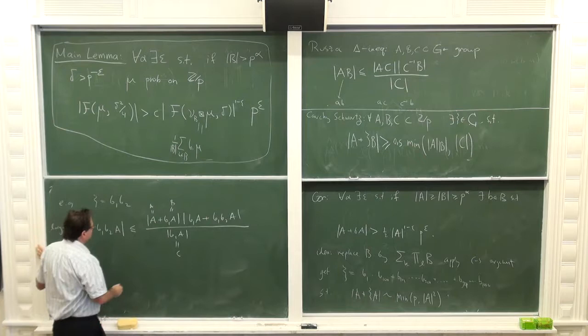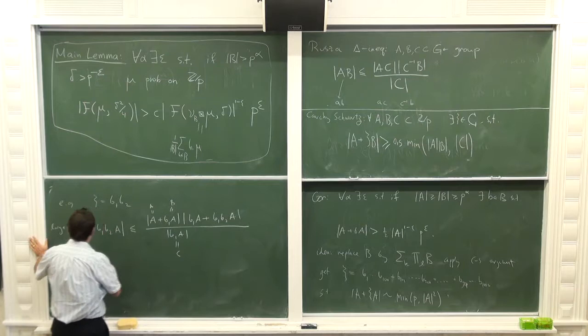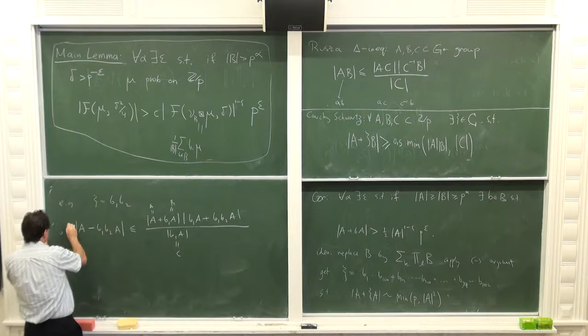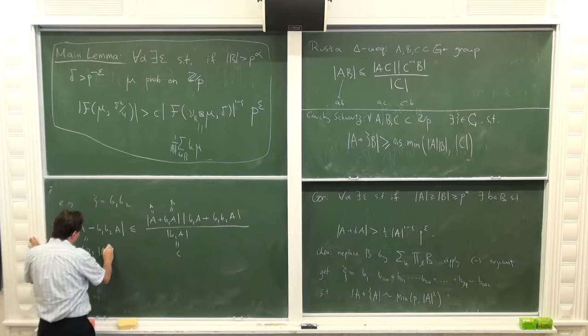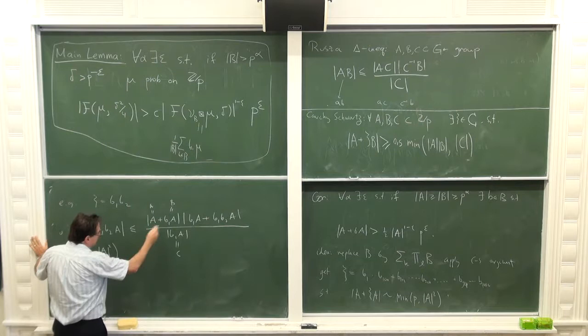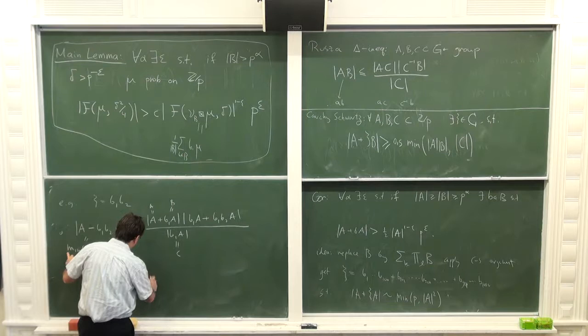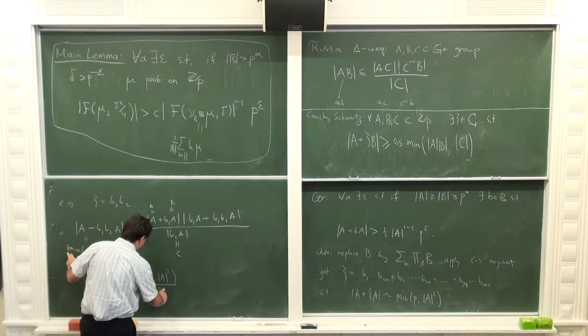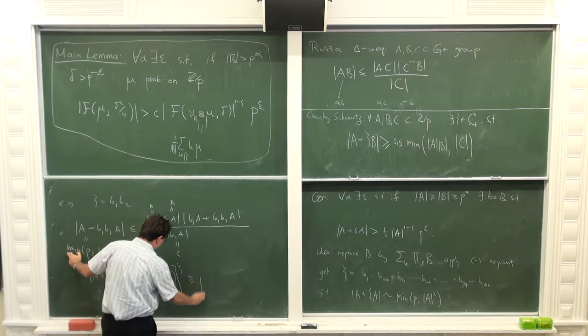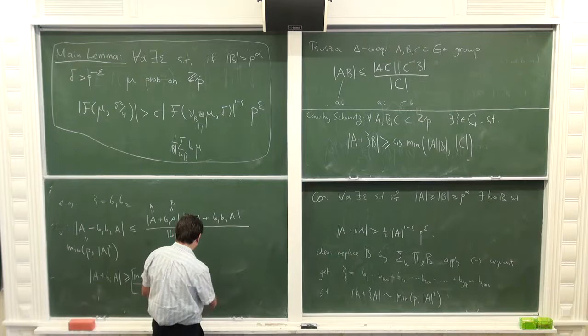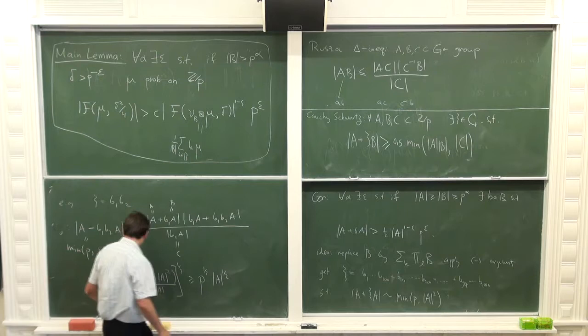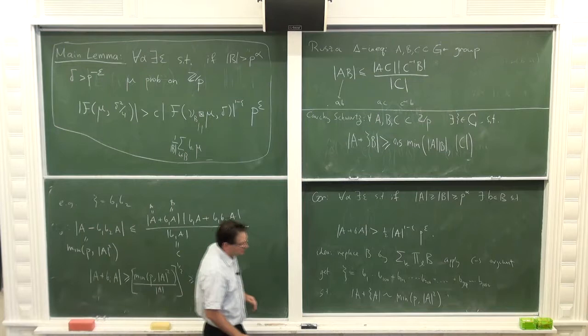So this is just the size of A, and this is basically the minimum between P and the size of A squared. So I get that either for i equals 1 or i equals 2, A plus Bi is bigger than the minimum between P and A squared over the size of A, to the half, which is an expression of the kind I want. And okay, the general case goes similarly.